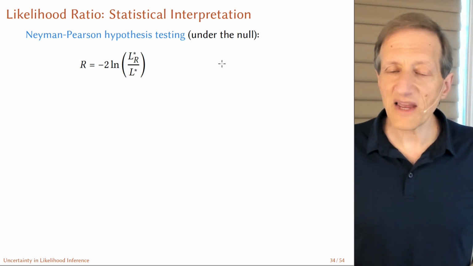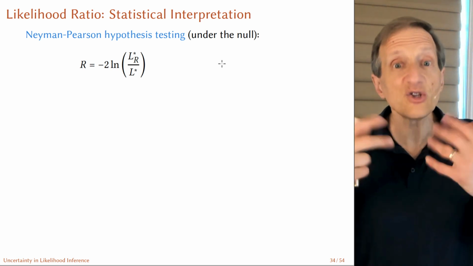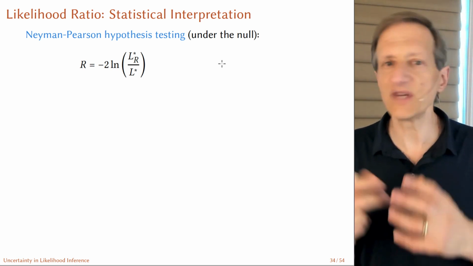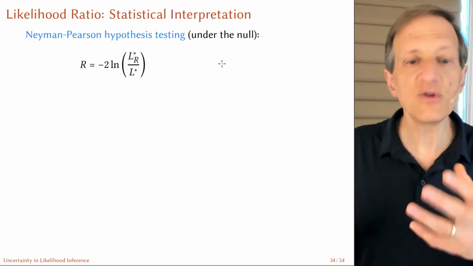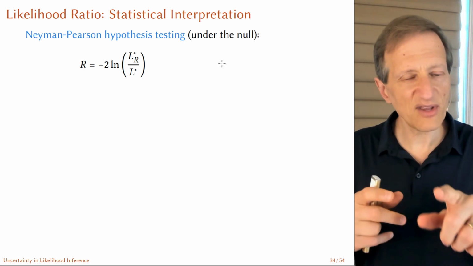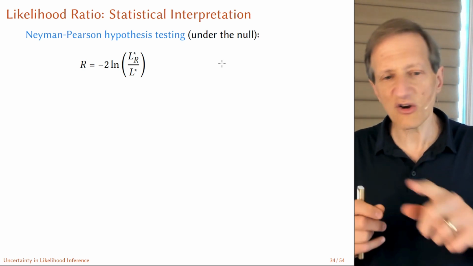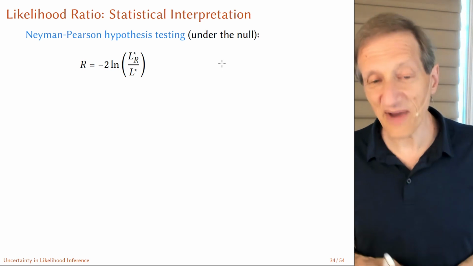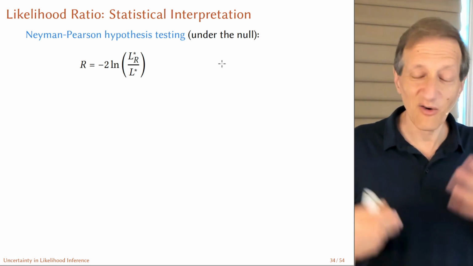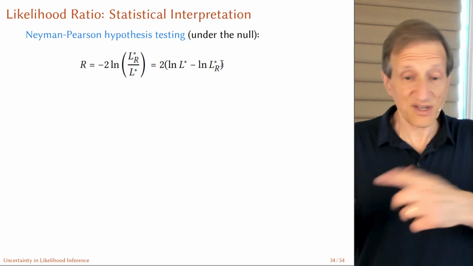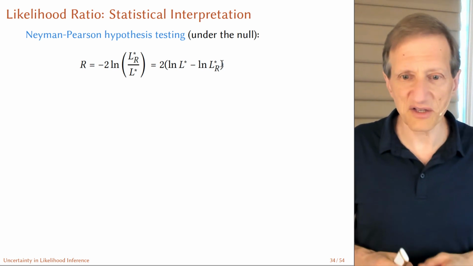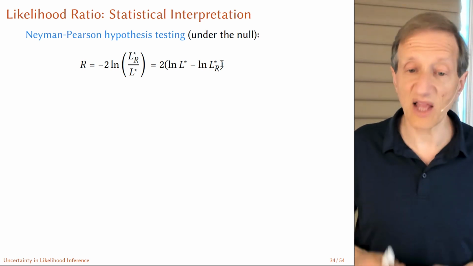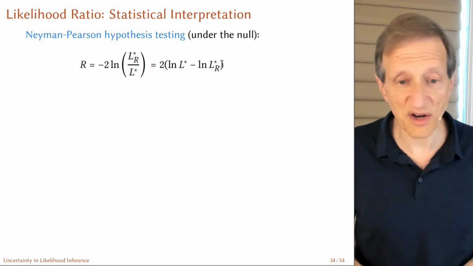According to Neyman-Pearson hypothesis testing, we now start thinking about repeated draws of the entire data set from the same data generation process. If you do that, and then you calculate the likelihood ratio, which is L star R over L star, and then you take the log, and then you multiply by -2, you get this thing called R. What is that? Well, just the algebra, it's equal to 2 times the difference in the log of the likelihoods, just another way to think about it.